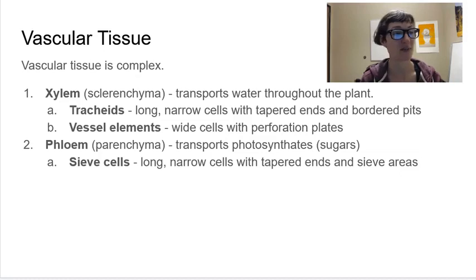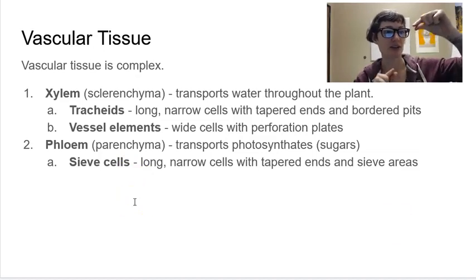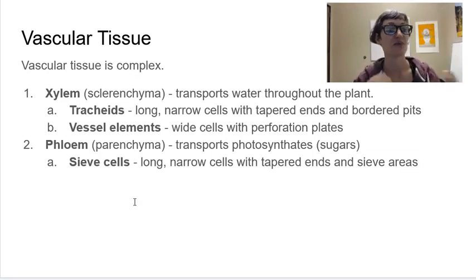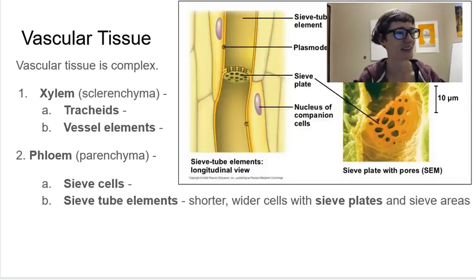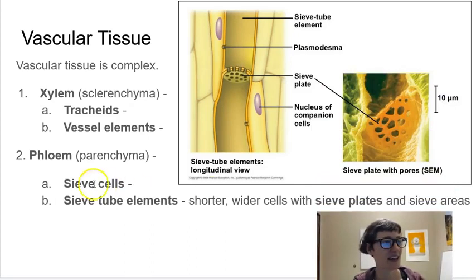The phloem tissue is made up of different types of cells. So in early plants, like seed-free vascular plants and gymnosperms, the phloem is only going to contain, for the transporting cells, the conducting cells, sieve cells. So sieve cells are long, narrow cells and have tapered ends with regions called sieve areas. So really analogous to a tracheid, but they're alive and they're transporting different materials. So here, oh, maybe I don't have a good picture of sieve cells in here.